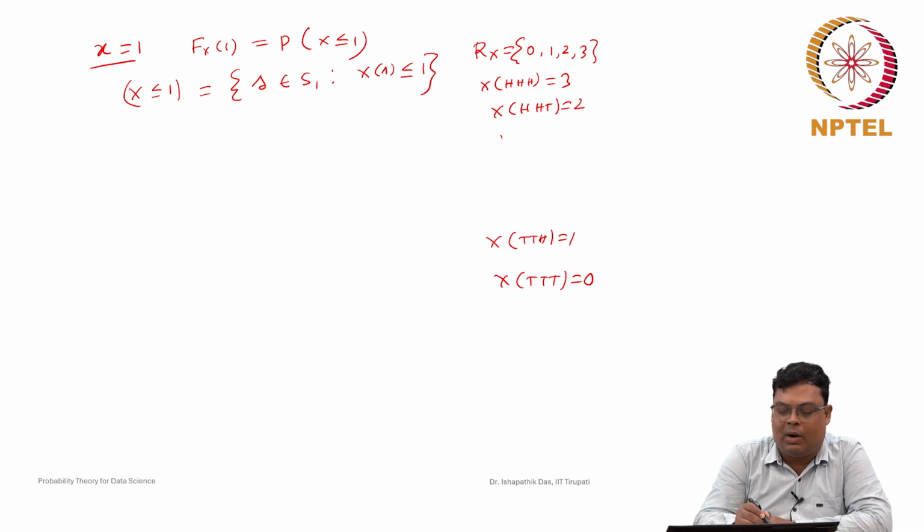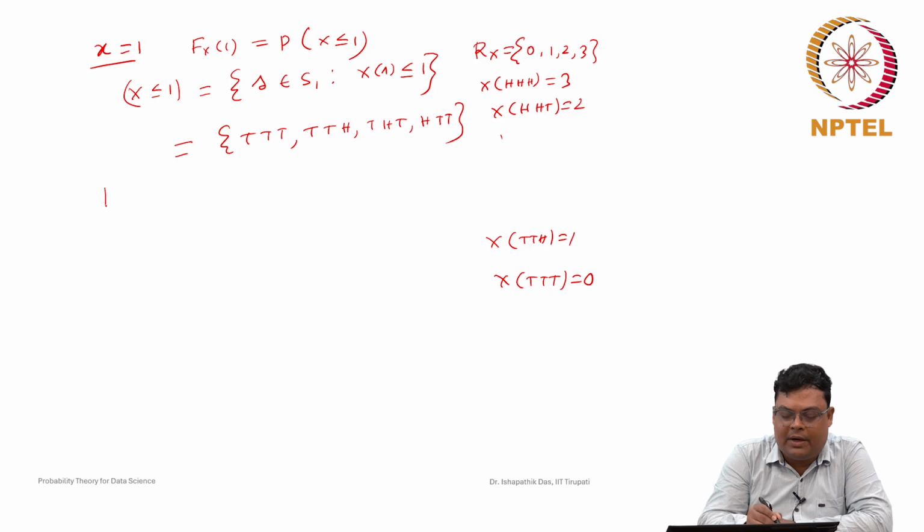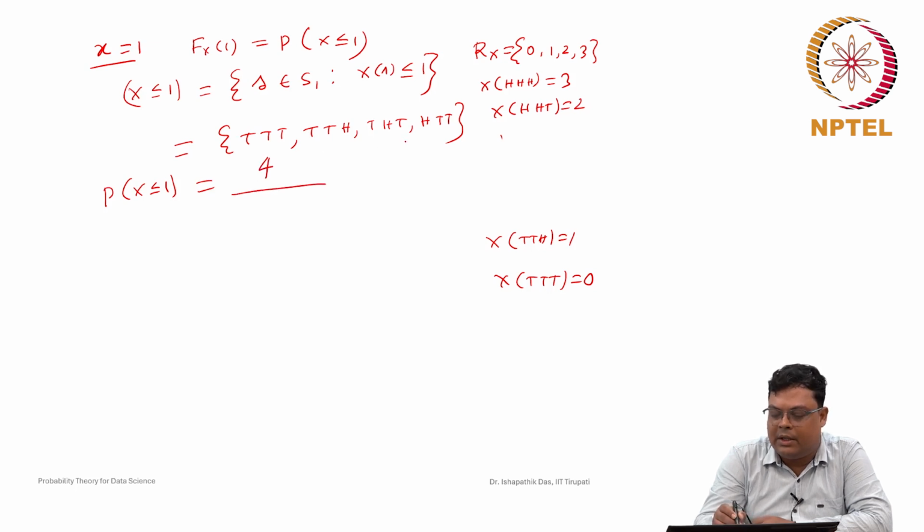So what are those values it can take? 0 is nothing but TTT. Then 1 corresponds to only one head, so this is HTT, THT, TTH. These are the 4 outcomes that satisfy this relation, and they are equally likely. So what is the probability now? X less than or equal to 1 is the probability of this event. This event contains 4 points out of 8 possible equally likely outcomes, so this is nothing but 1 by 2. Hence this probability will be 1 by 2.